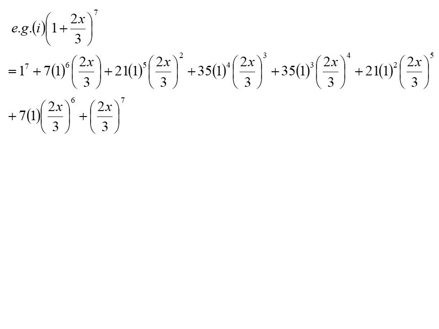Then we just grab the first number, and it starts to the power of 7. And then you'll notice in each one the power goes down by 1. So the next one's 1 to the 5, 1 to the 4, 1 to the 3, and so on. But then we go the opposite way with the other term.